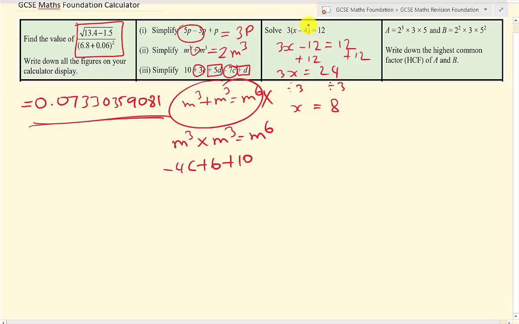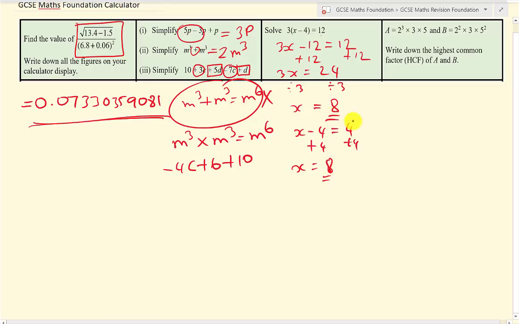A different way to answer this question is to divide both sides by 3 to start off with. That will give us x minus 4 is equal to 4, and add 4 on both sides, and that will give us x is equal to 8. So it gives us the same answer in both cases.